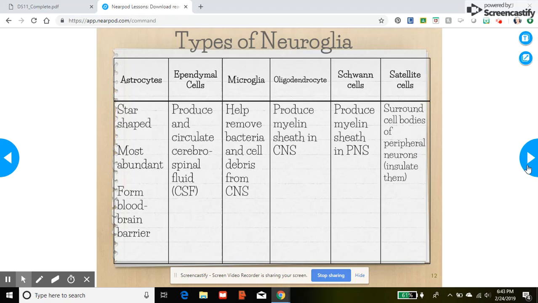Then we have Schwann cells. These also produce myelin sheath, but the difference is that these do the job in the peripheral nervous system. PNS is peripheral nervous system. The oligodendrocytes make the myelin sheath in the central nervous system, which is the brain and the spinal cord. And the sixth type are the satellite cells. These surround the cell bodies of our peripheral neurons and keep those insulated.